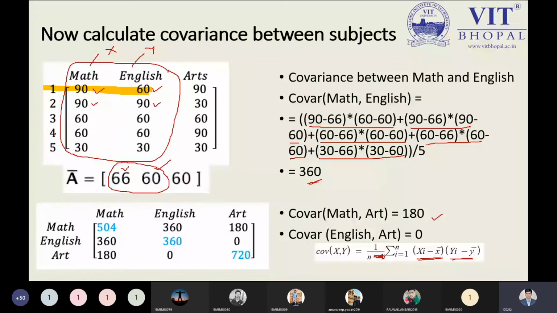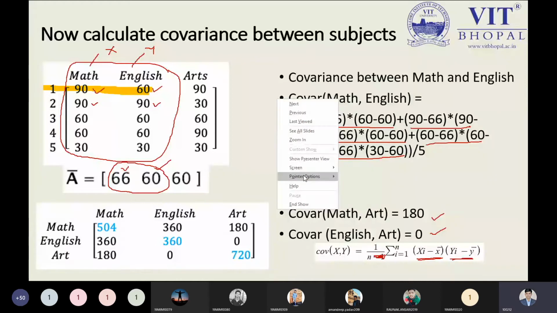I have calculated all these values in my notebook. Students, please listen: whenever I need to discuss anything, first I test it on my system, on my notebook, to see whether it is feasible or not. If it is feasible, then I will discuss it. This is a philosophy I always use. The covariance between English and art, we are getting 0, while applying the values here. You can choose math and art, either one as x and y, it's up to you. Now I want to discuss something so you can understand properly.